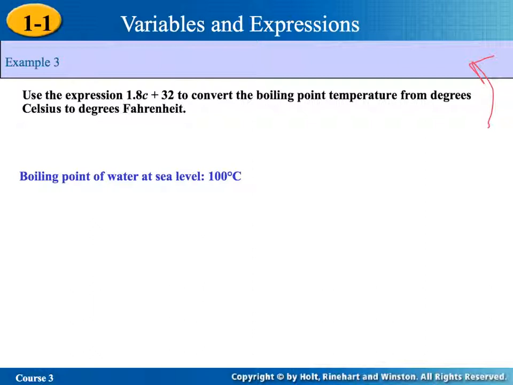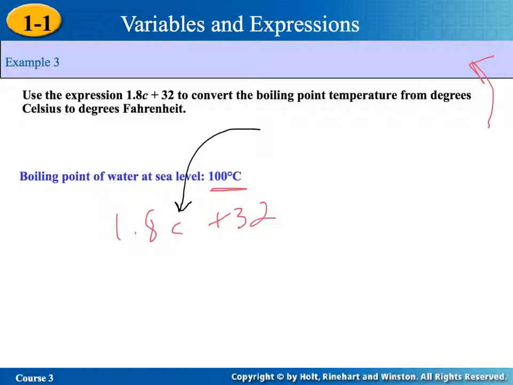Here we go. So it says use the expression 1.8C plus 32 to convert the boiling temperature from degrees Celsius to degrees Fahrenheit. So the boiling point of water at sea level. Even though you may know this right off the bat, I just want to explain this in that context. So it says 100 degrees Celsius. If I have the algebraic expression 1.8C plus 32, this C stands for degrees Celsius, and I'm going to convert degrees Celsius into degrees Fahrenheit.